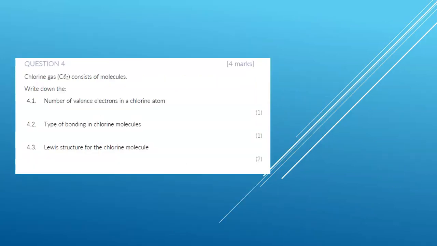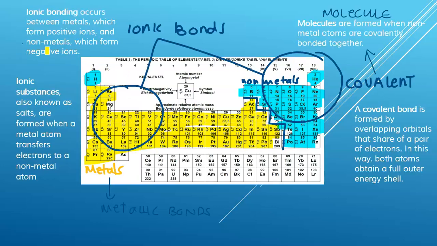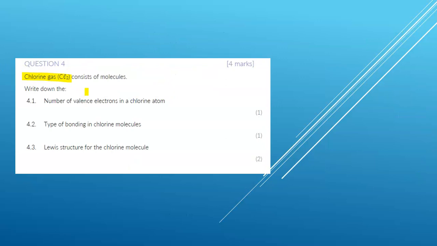Okay, question 4. These are the long form questions. We have chlorine gas, and it consists of molecules. And we know that is true because chlorine is a non-metal. And when non-metals bond together, they form covalent bonds, and then we call those things molecules. So everything that they've said up to here is true.